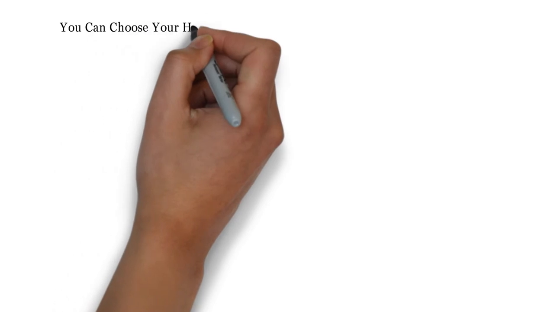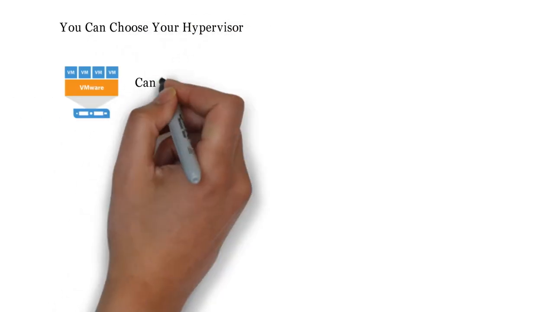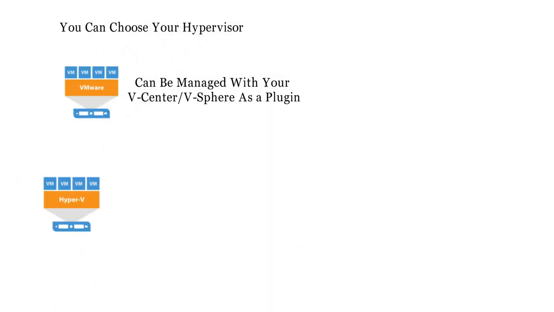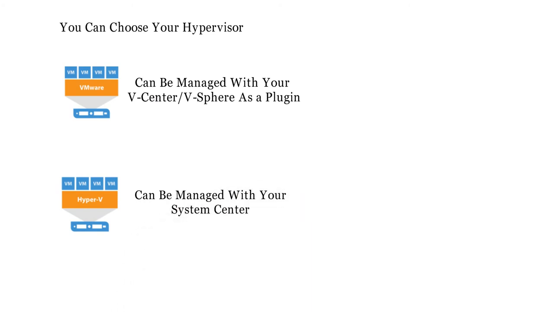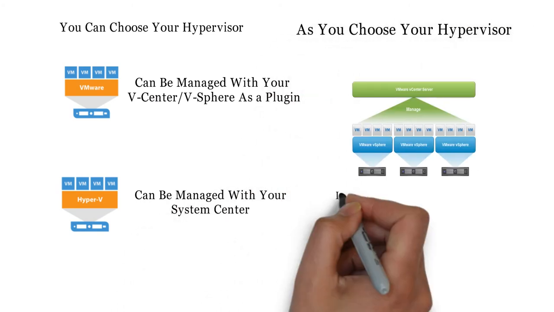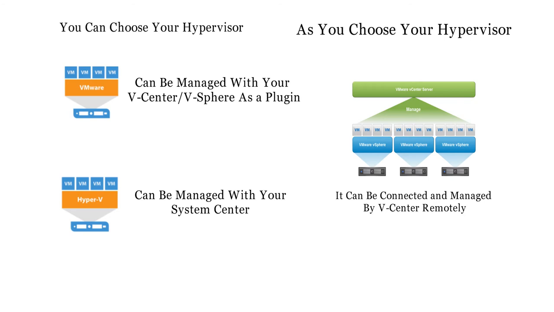You can choose your hypervisor. VMware can be managed with your vCenter as a plugin. Hyper-V can be managed with your System Center. As you choose your hypervisor, it can be connected and managed by vCenter remotely.